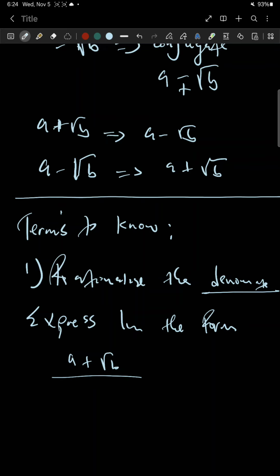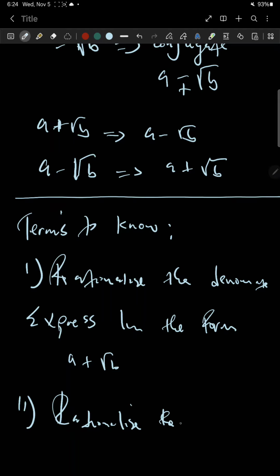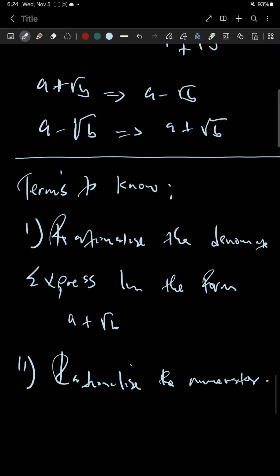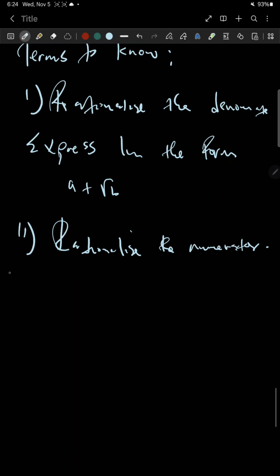So many students are actually puzzled. Sometimes they'll tell them to express in the form of a plus the square root of b, and they will not know what to do. In an actual sense, they just mean rationalize the denominator. Now for the numerator, if they tell you to rationalize the numerator, what other word would they use? Well, guess what? There's no other word. If they want you to touch the numerator, it will just be the numerator, nothing else. That's what it implies. Okay, so now let's dive into critical examples.